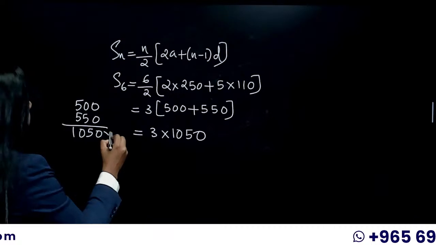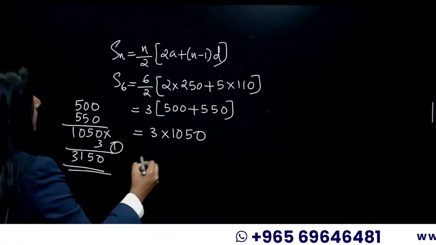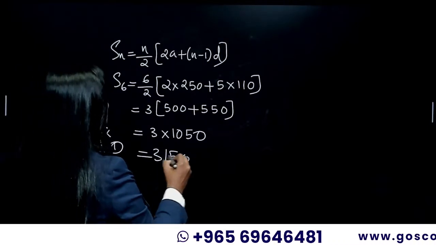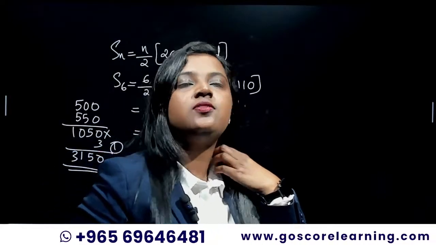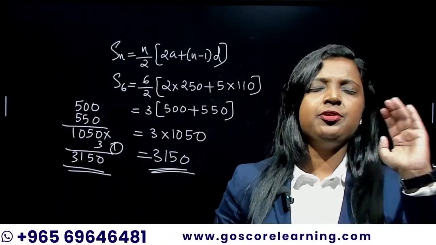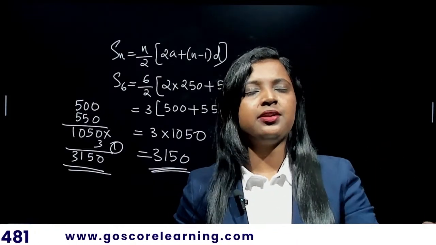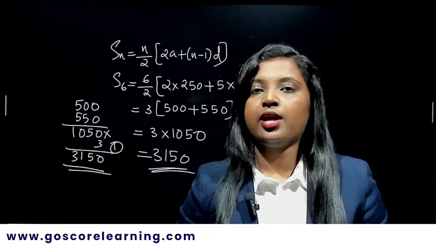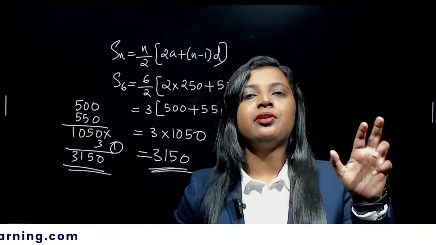Okay, so this will be your answer: 3150. And I have seen many people, they are very confident in the calculation part, and they are simply skipping all the steps and writing the final answer. Don't ever do that, because this question was for 2 marks. So you just have to write the steps.